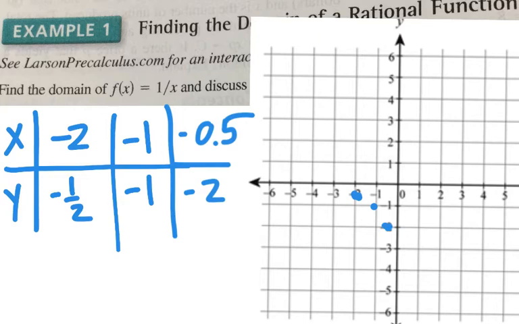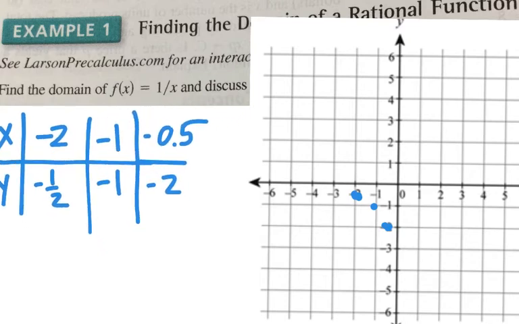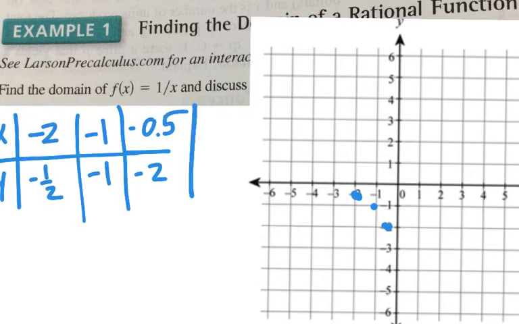Let's plug in negative a quarter. So negative 0.25. That's even closer to 0. If I plug in negative 0.25, what's the y value going to be? Negative 4. So that's going to be right in here.